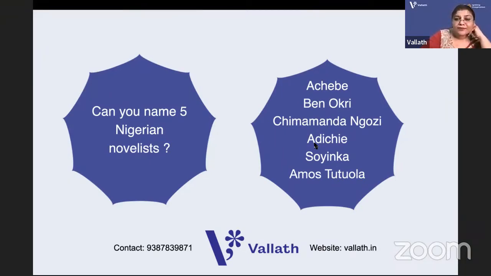Who wrote A Man of the People? It is Chinua Achebe. Who wrote The Interpreters? It is Ben Okri. No, it is Wole Soyinka. Who wrote The Famished Road? That is Ben Okri. Who wrote The Palm Wine Drinkard? It is Amos Tutuola. Remember that.